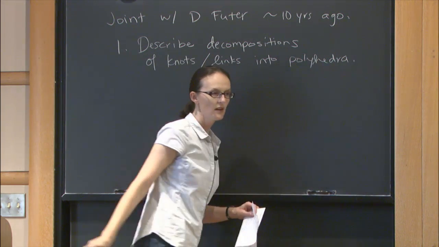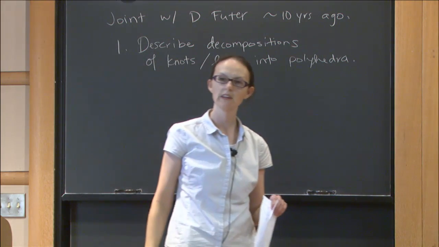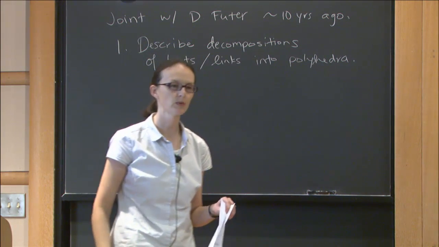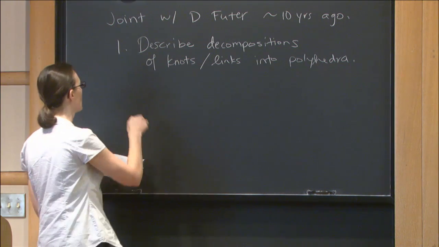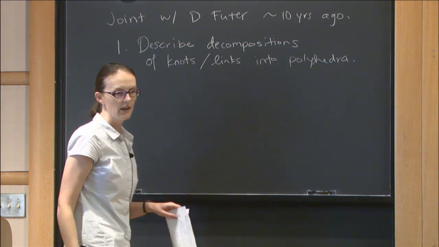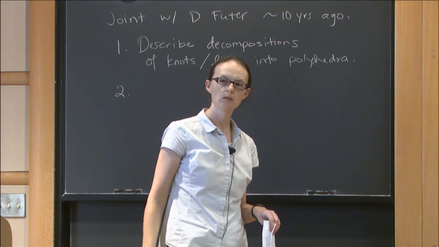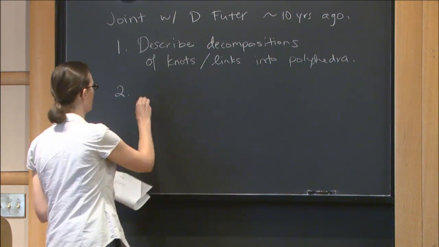So what we're going to do, we're going to start out with this complicated manifold, which is a knot or a link complement, but we're going to chop it into extremely simple pieces. And these are just balls with extra information. So polyhedra.